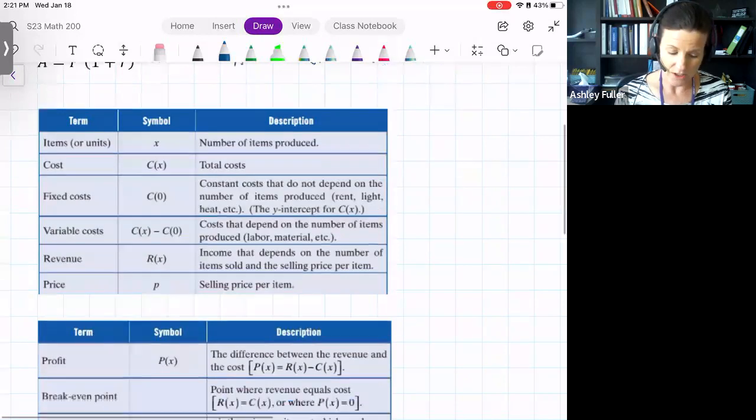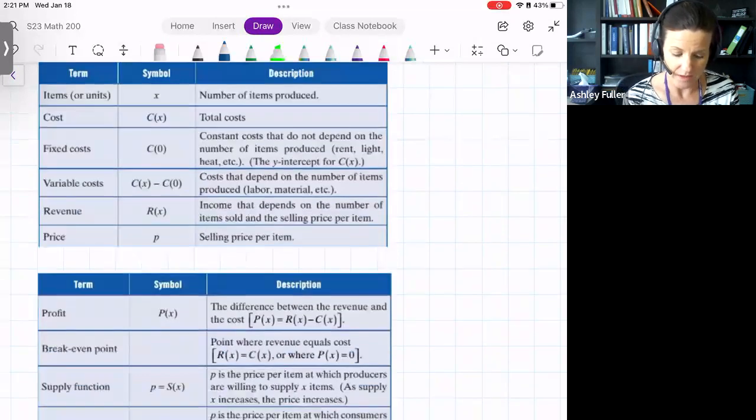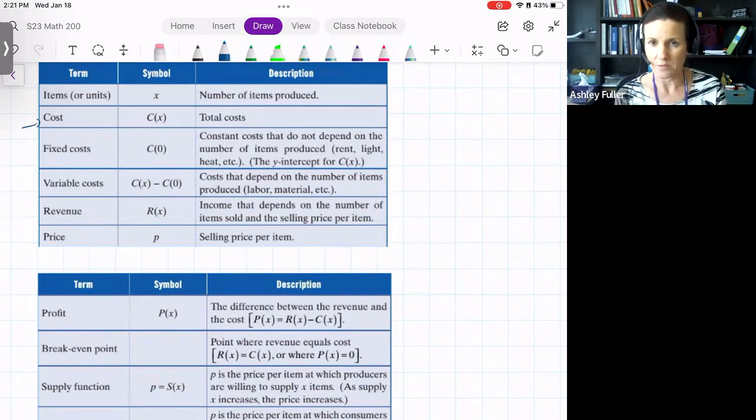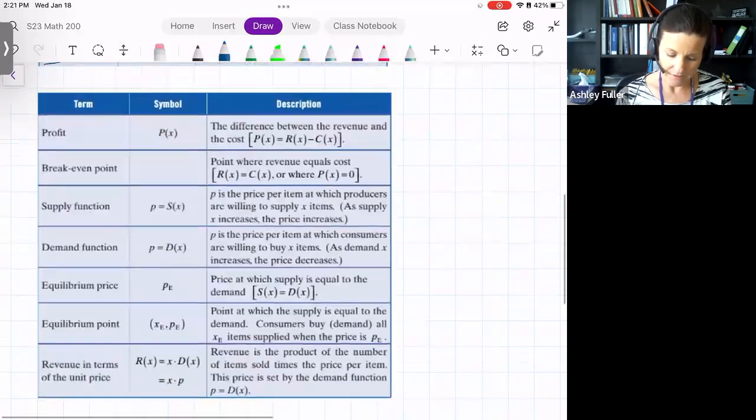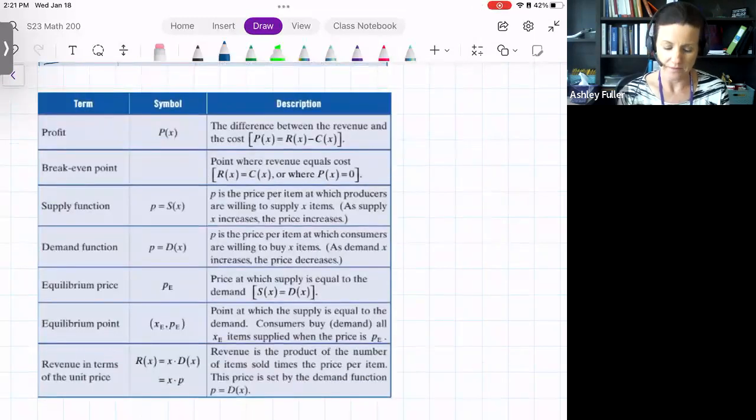Below, looking at these terms, we see things such as we're going to be able to calculate cost. We're going to look at fixed costs, which are those things that don't change. Variable costs, the things that depend based on the number of items that you create or sell. Revenue, the income, depends on how much you sell. Price, the price that you're going to sell an item for. Profit, what we're going to call the break-even point.